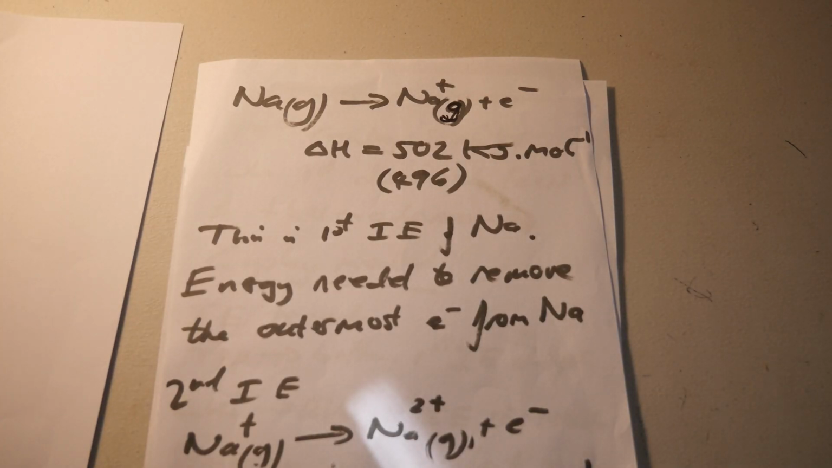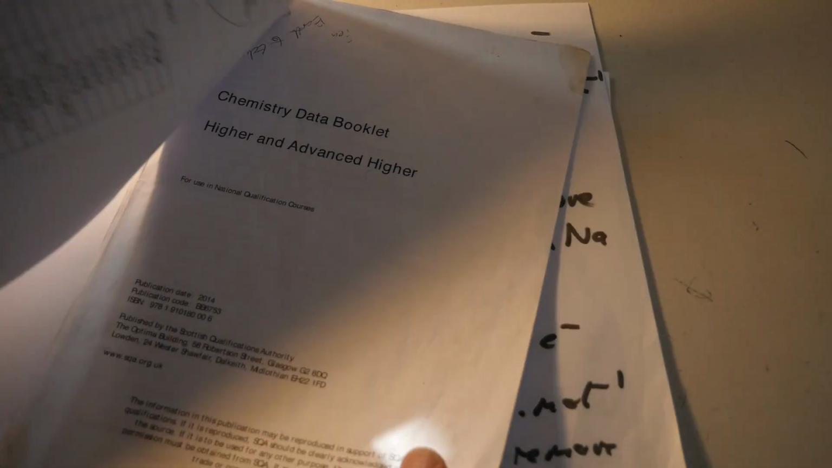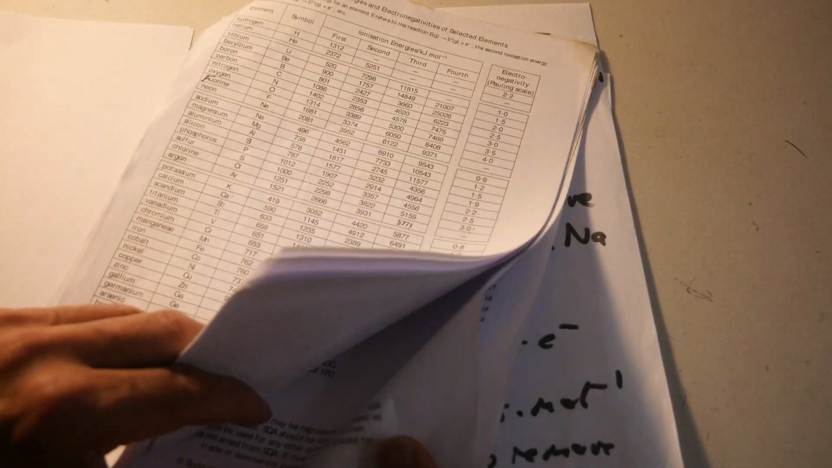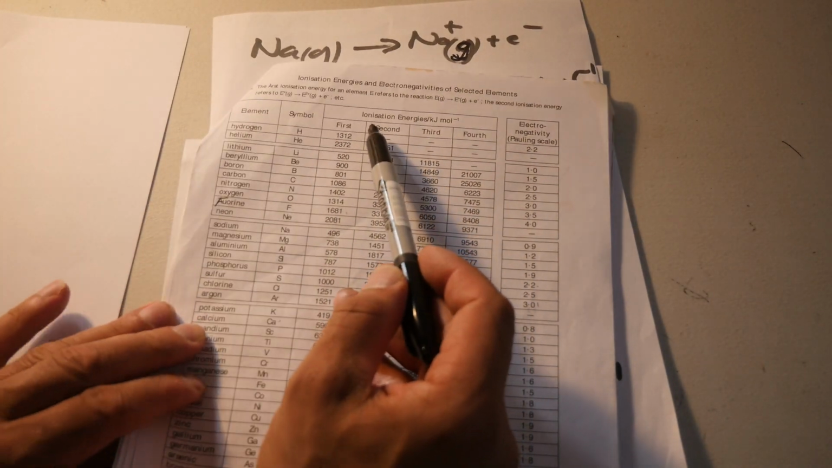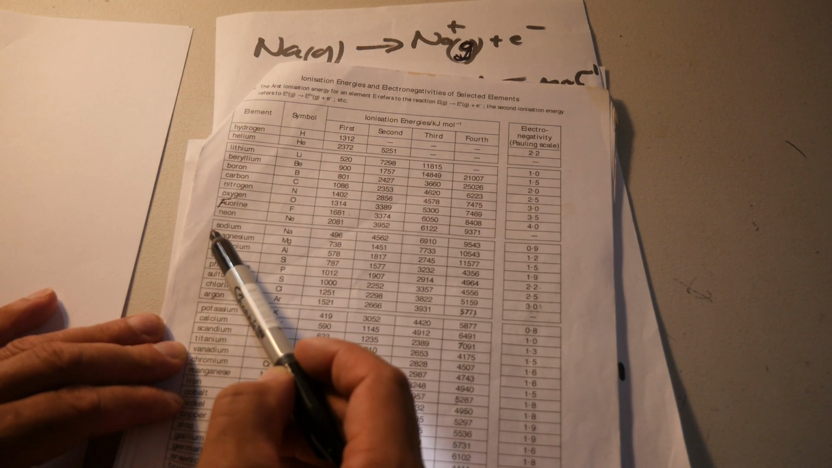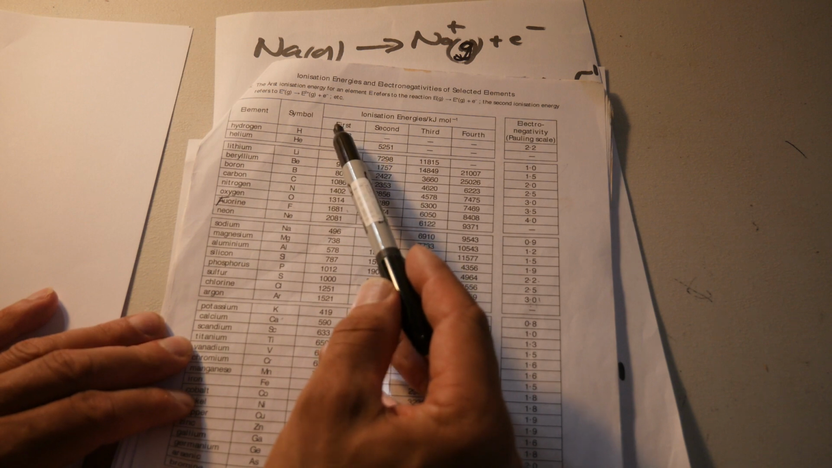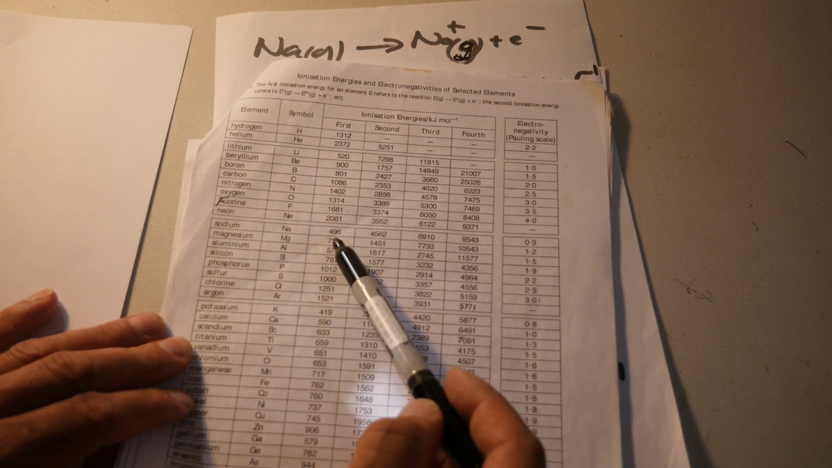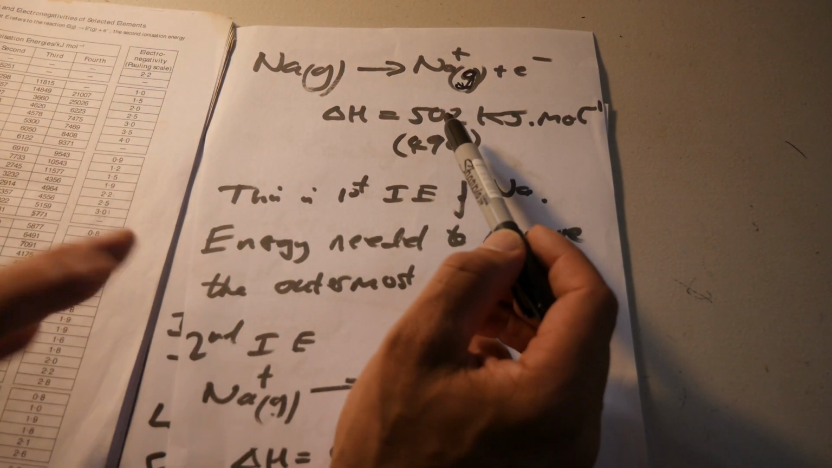which is this, and so you turn to your data booklet. So the Advanced Higher data booklet, and you go through the pages until you find the table of ionization energies. And if you take the elements, this one, sodium, the first ionization energy is actually recorded as 496. The reason why I've written 502 is because that's coming from the textbook.